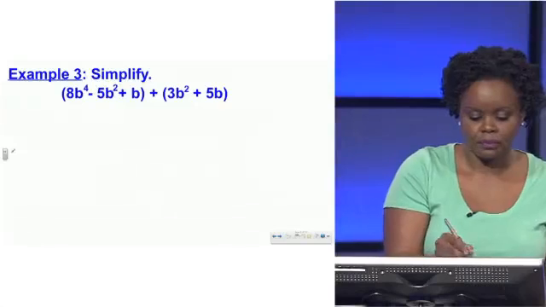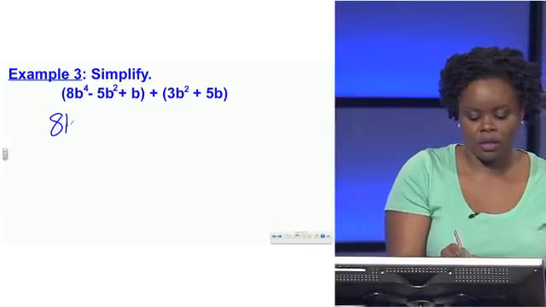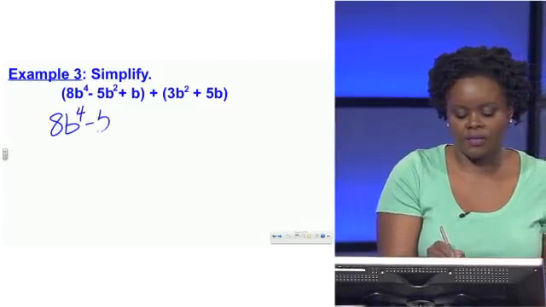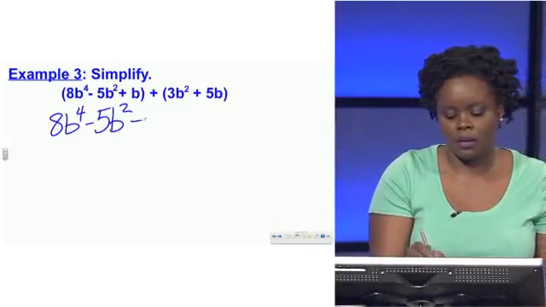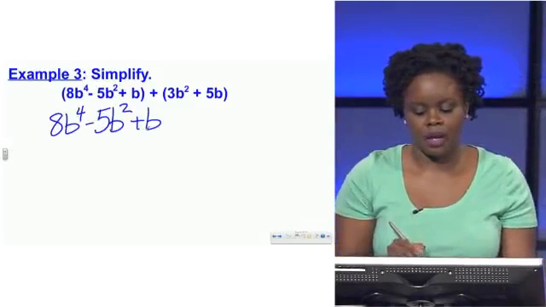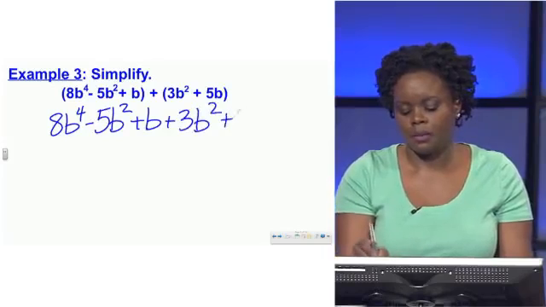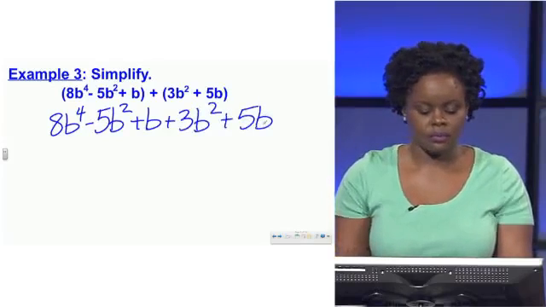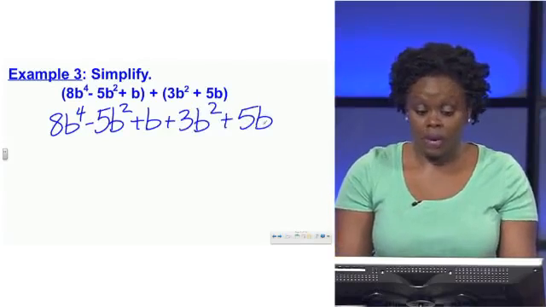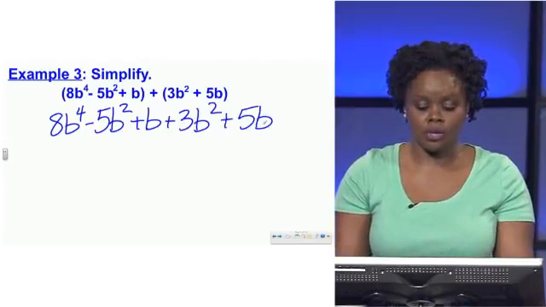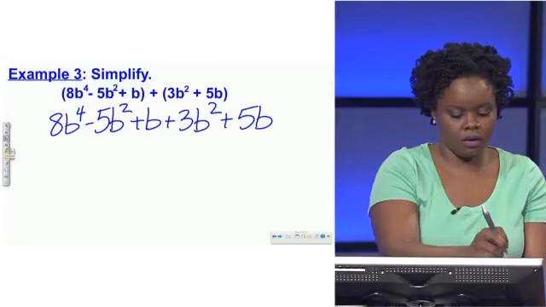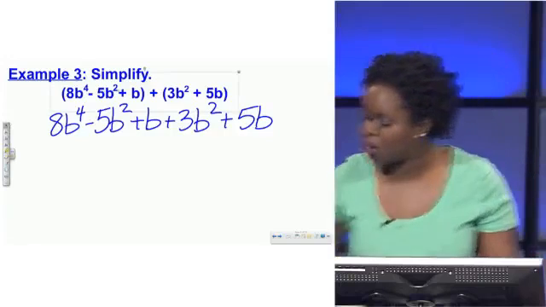Okay, so 8b to the 4th minus 5b squared plus b. We're going to add that to 3b squared plus 5b. Alrighty. So now we're at step 2, where we can combine like terms. So this is where I get us some more space to work. Get that out of the way. Let's bring that up a bit. Now let's get to work.